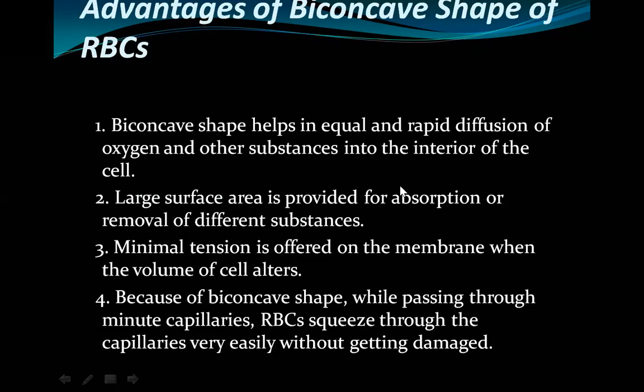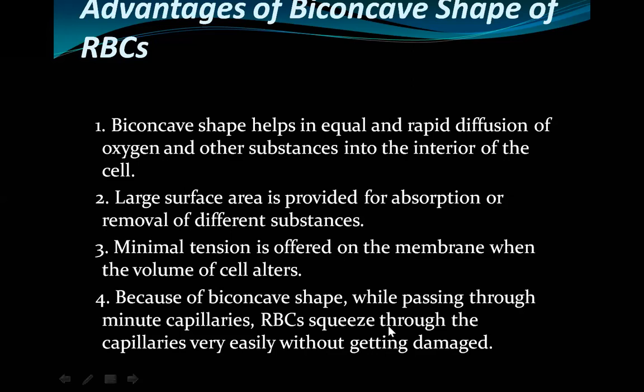We'll see the advantages of the biconcave shape of the red blood cell. One is that the biconcave shape helps in equal and rapid diffusion of oxygen and other substances into the interior of the red blood cell. Another advantage is that it provides a large surface area for absorption or removal of different substances. Number three is that the biconcave shape helps to provide minimal tension on the membrane when the volume of the cell is altered.